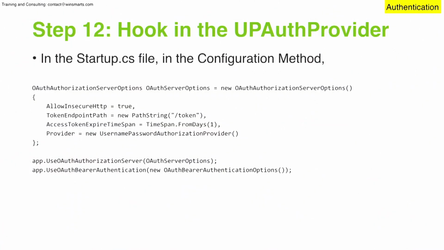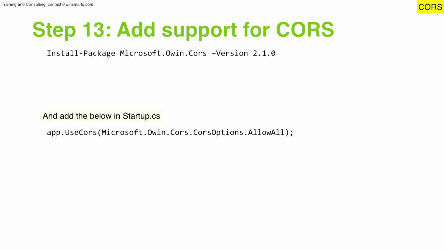So let's continue. To finish OAuth, basically in the startup.cs in the configuration method, I had to add OAuth authorization server options. And as you can see, for test purposes, I said it's okay to use HTTP. And I also said that the token endpoint path is /token. So all my authentication requests will go to my URL /token. And then in startup.cs, the last thing I did is that I added support for CORS, and that's the easiest thing to do. Add another NuGet package, add a line, and you have CORS support. And at this point, my basic project is done.